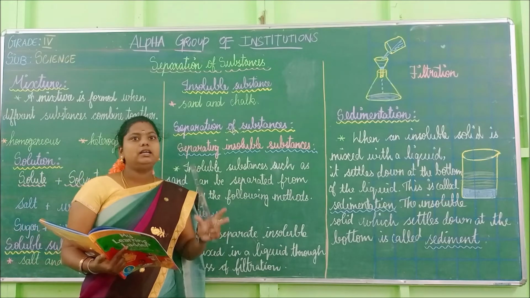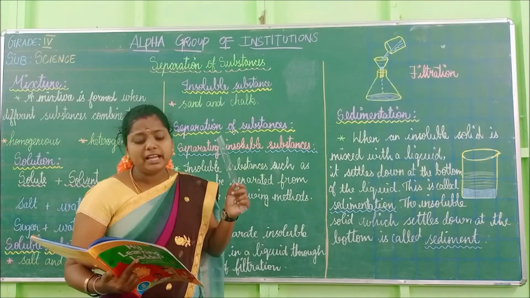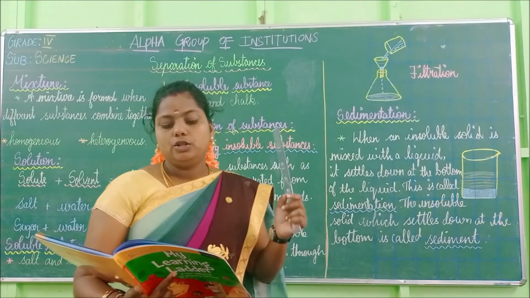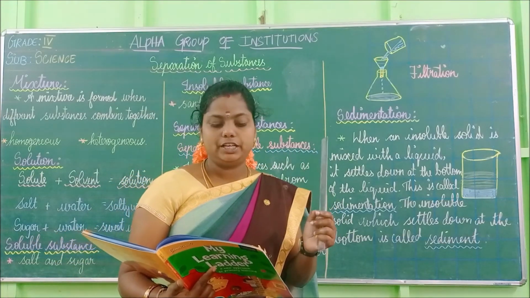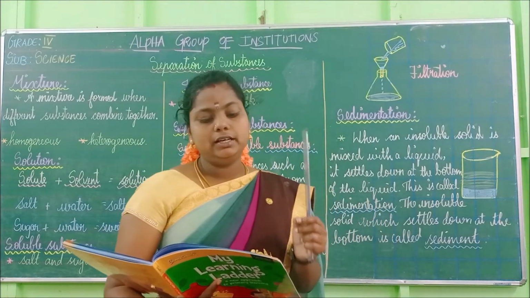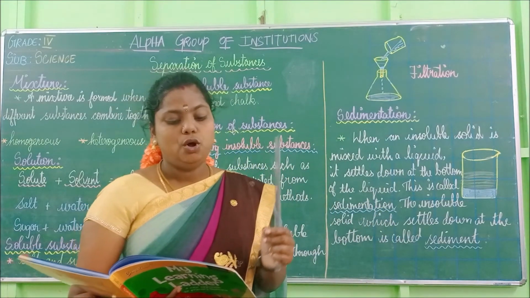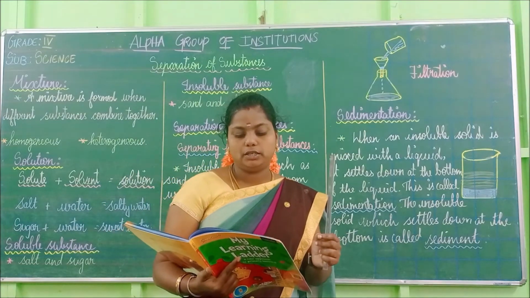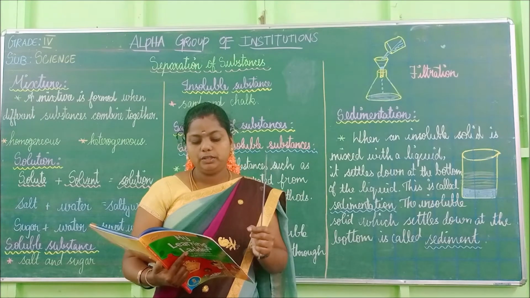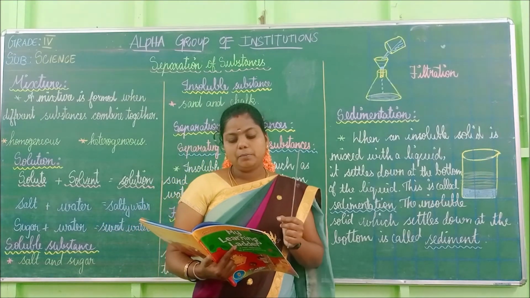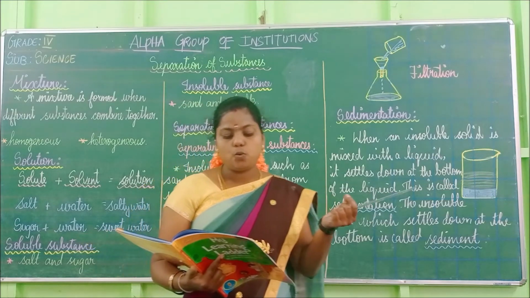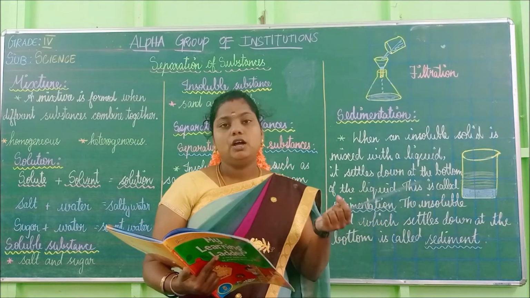Children, listen clearly. I will read now. We can separate insoluble solids mixed with a liquid through the process of filtration. In this process, we pass the liquid through a filter as shown in the diagram below. To separate sand from water, the mixture is poured into a funnel that is lined with filter paper. Filter paper has tiny holes called pores that allow only liquid to pass through but no solids.